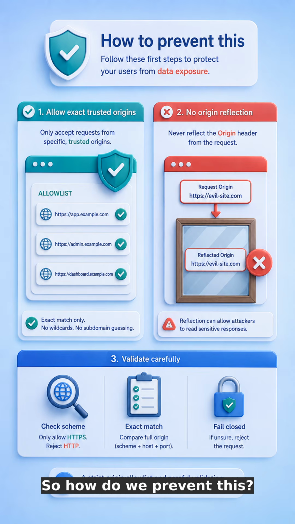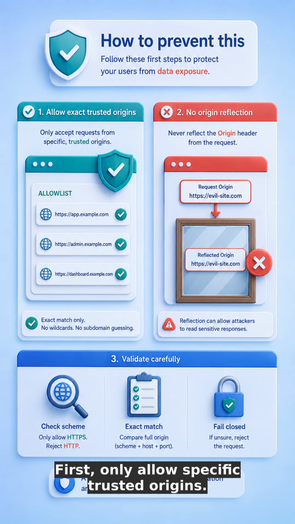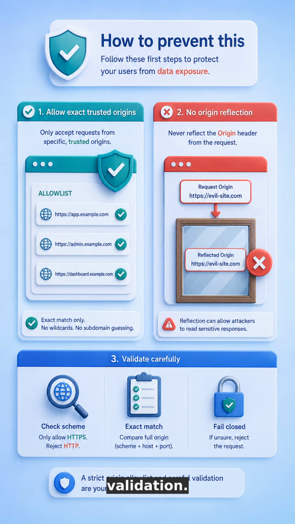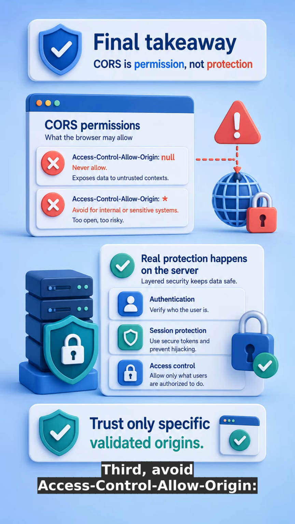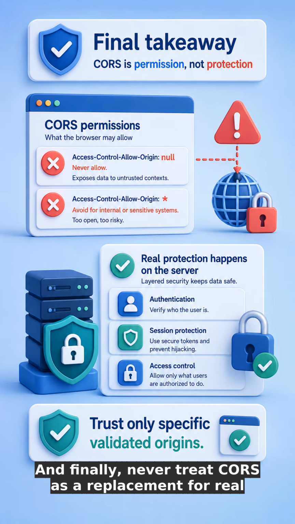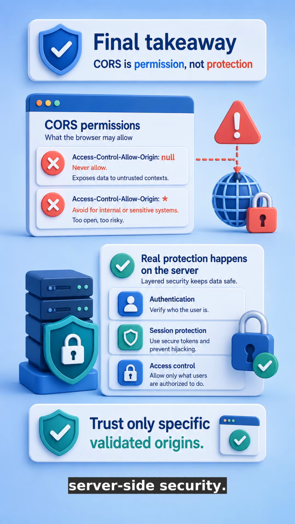So how do we prevent this? First, only allow specific trusted origins. Second, do not dynamically reflect origins without proper validation. Third, avoid Access-Control-Allow-Origin: null. Fourth, avoid wildcards for internal or sensitive systems. And finally, never treat CORS as a replacement for real server-side security.